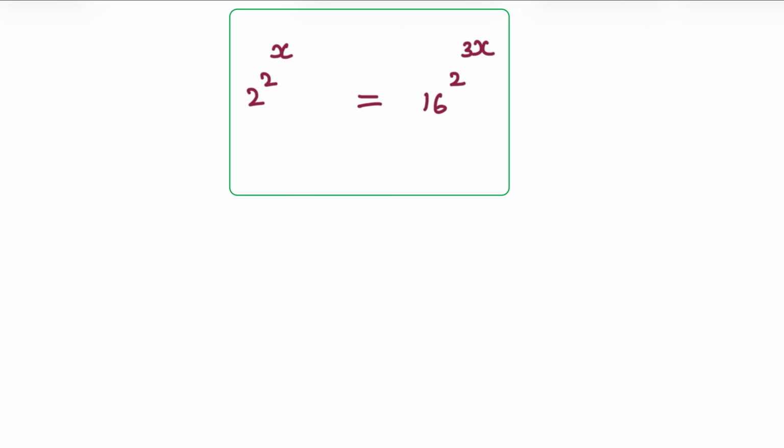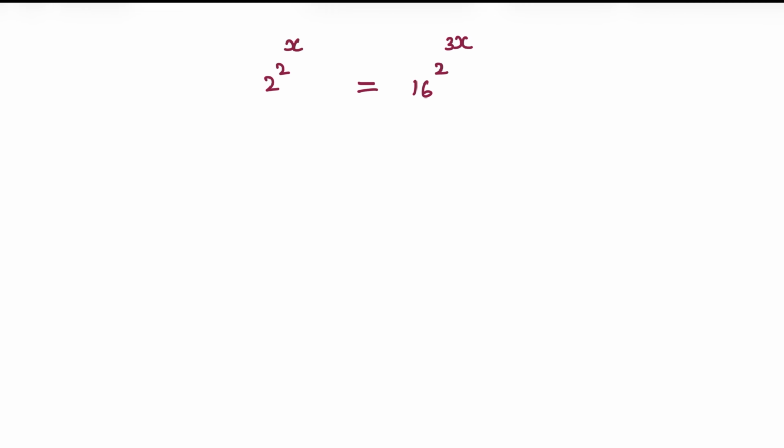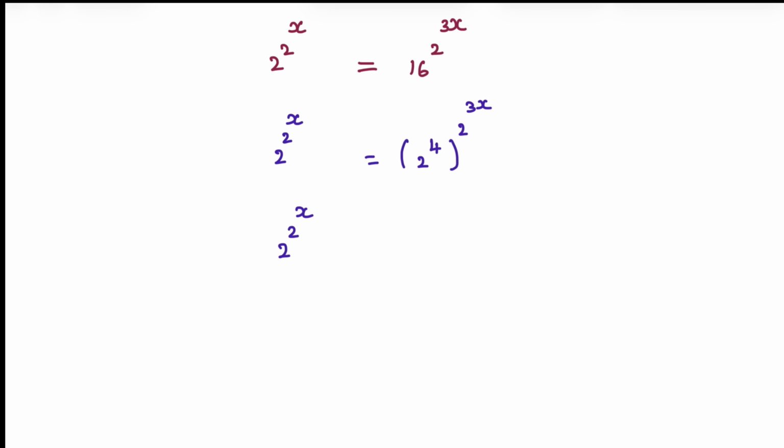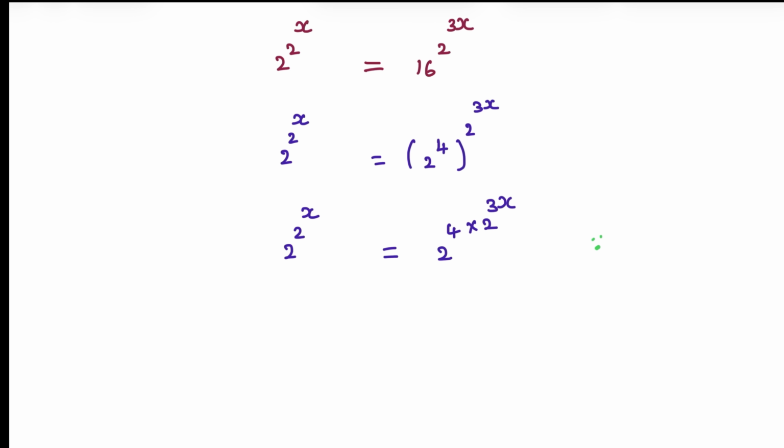Here, 2 power of x equals 16 power of 2 power of 3x. So 2 power of x equals, how can we write 16? 16 we can write as 2 power of 4 whole power of 2 power of 3x. Here, 2 power of x equals 2 power of 4 into 2 power of 3x, since a power of m whole power of n equals a power of mn. See, here bases are equal, so exponents must be equal.